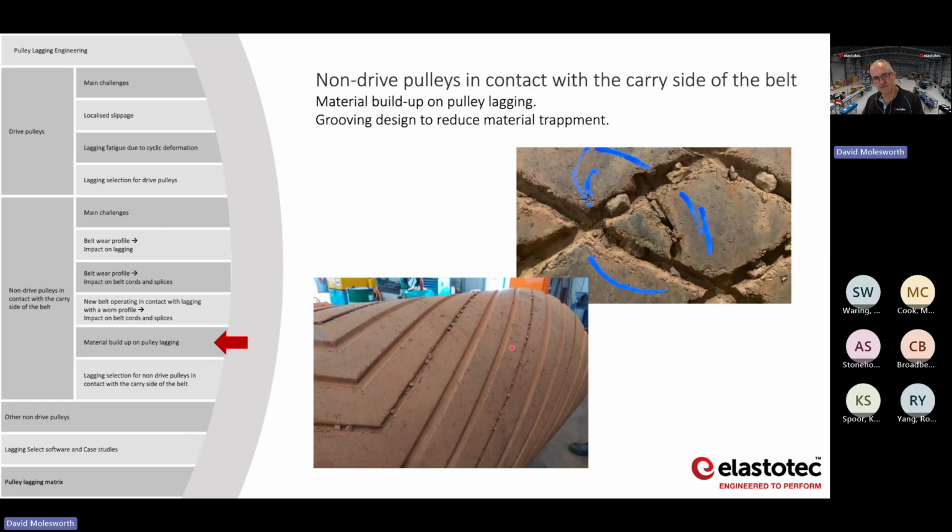The other thing with these pulleys in contact with the dirty side is something as simple as the shape of the grooves. You can see these grooves here on this pulley on the left. Nice wide grooves with a taper on them, as opposed to just a traditional diamond groove hand cutting, which tends to want to trap material. Sounds simple, but if you can get the lagging so that it sheds the material, you're less likely to damage the belt.